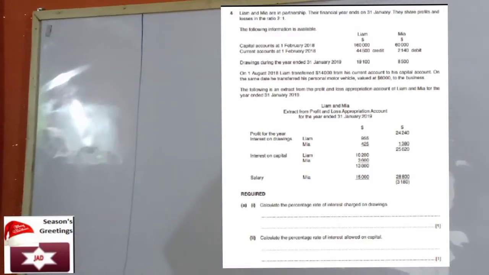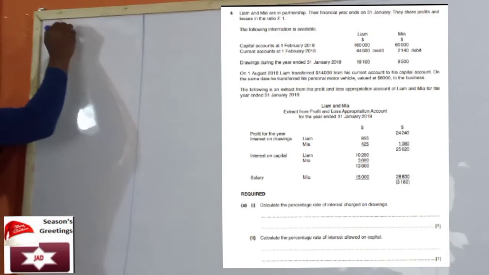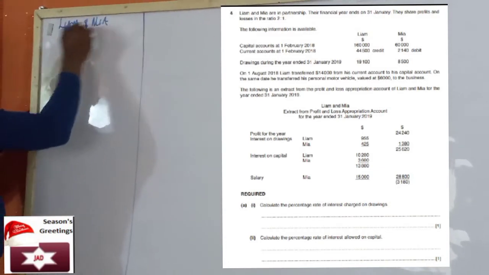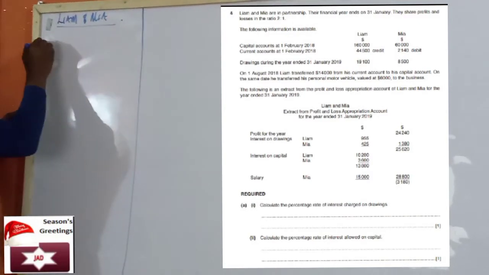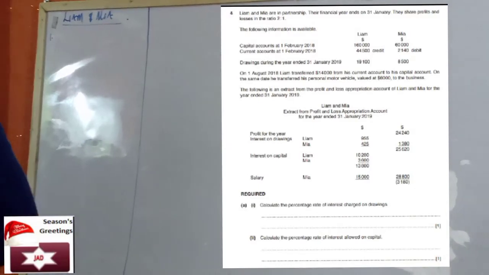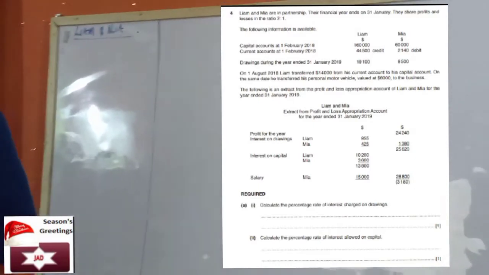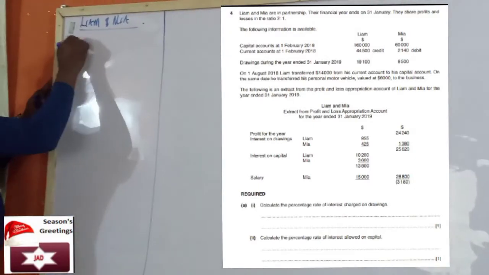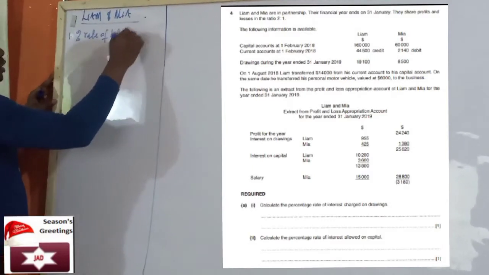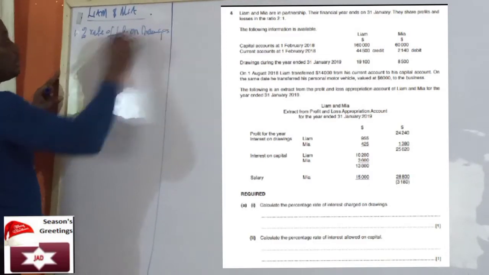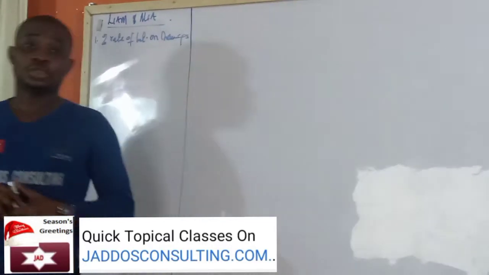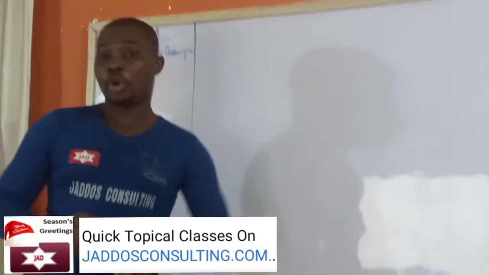The business is Liam and Maya. The first requirement says we should calculate the percentage rate of interest charged on drawings. Remember, partnership. You can visit jadosconsulting.com to take the full class on partnership.